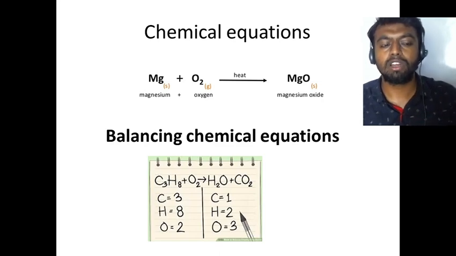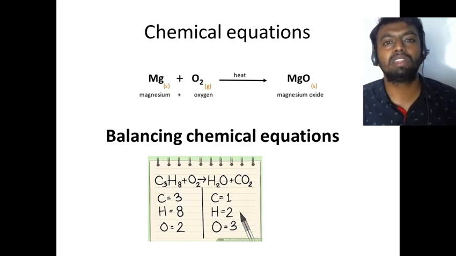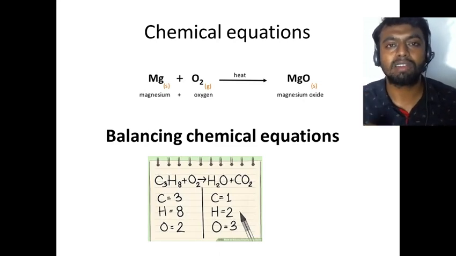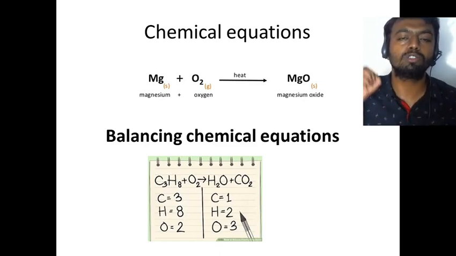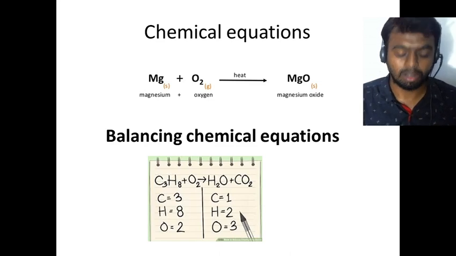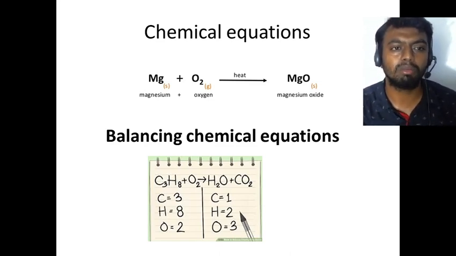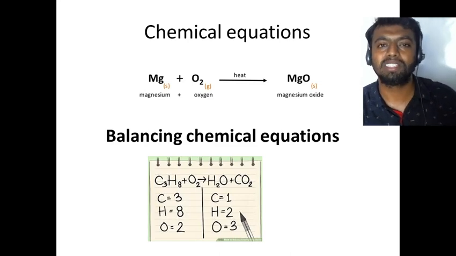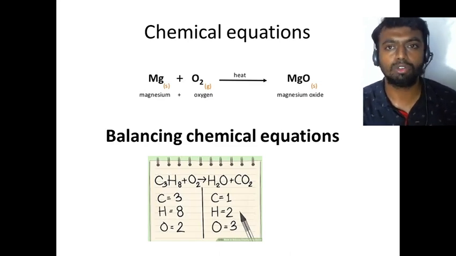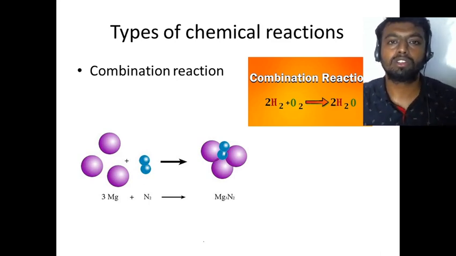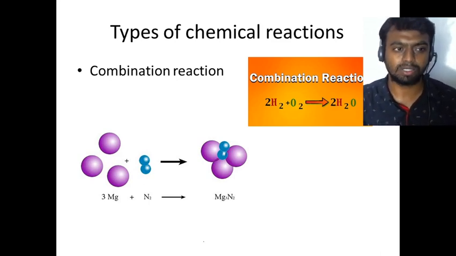Then you need to find out how many atoms there are in each element. Then the third thing, you need to start balancing the element which contains the greater number of atoms, right? So if we follow these three things, it is very easy for us to balance chemical equations. I hope a lot of examples we have done in the class, so you can refer to your classwork for those examples. So let's go to the next topic, that is types of chemical reactions.